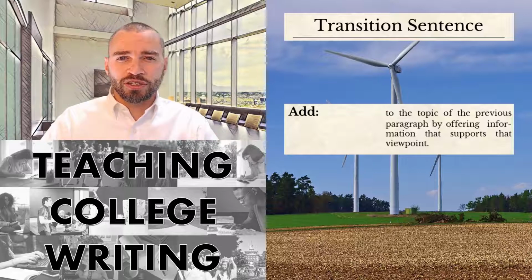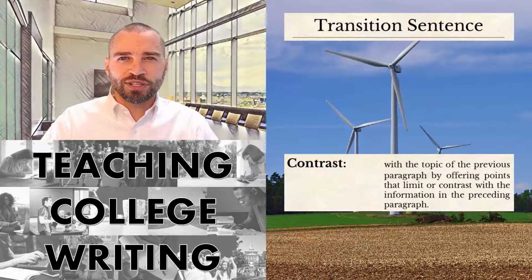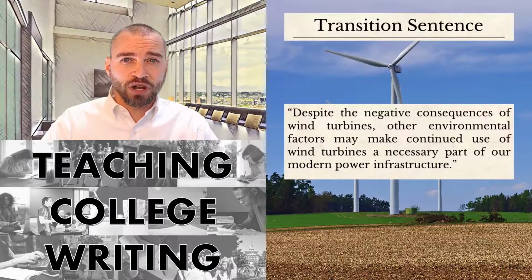You'll see transition sentences that add using words like "in addition," "furthermore," or "another important consideration." Or, sometimes the transition sentence shifts the direction, indicating a counterpoint or limitation to the previous paragraph's arguments or information, usually using transition words with similar meanings to although, on the other hand, or in contrast to. A contrasting transition sentence for the next paragraph in this essay might go something like, "Despite the negative consequences of wind turbines, other environmental factors may make continued use of wind turbines a necessary part of our modern power infrastructure."